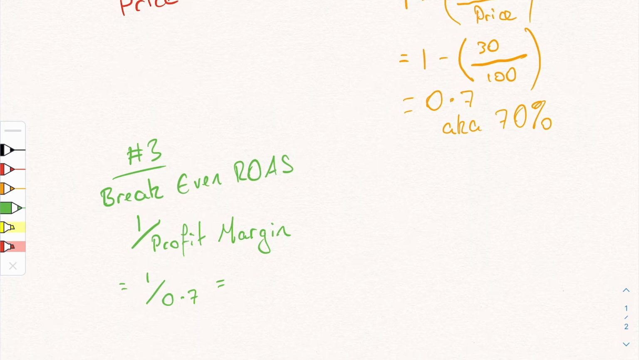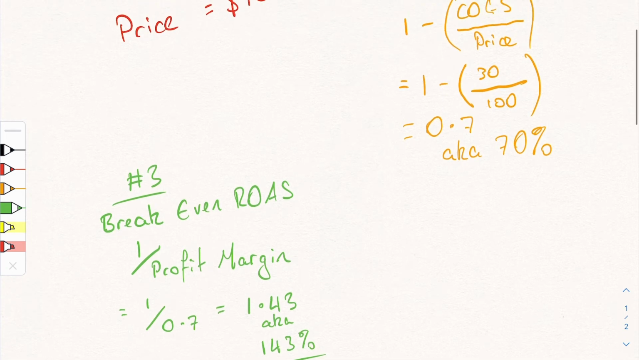I'm rounding that a bit. It's actually 1.428574143, but 1.43 for simplicity's sake. Which can also be expressed as, if you want to express it as a percentage, it's 143%. There you have it. There's the break-even ROAS.